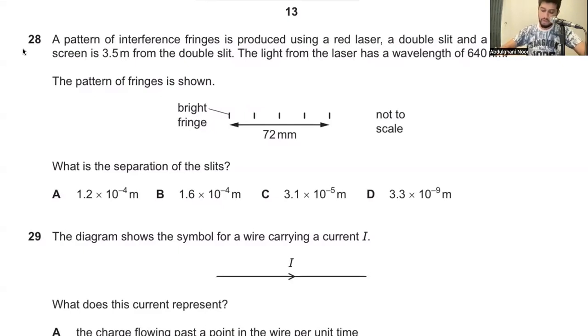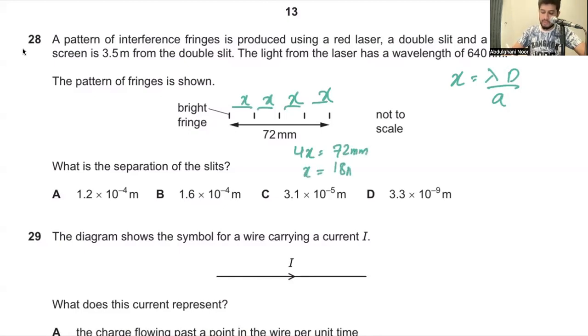So x equals lambda D upon a. This is x, this is x, this is x, and this is x. So you have 4x in 72 millimeters. So x has a value of 18 millimeters, which equals 18 into 10 to the power minus 3 meters. This is your value for x. 18 into 10 to the power minus 3.